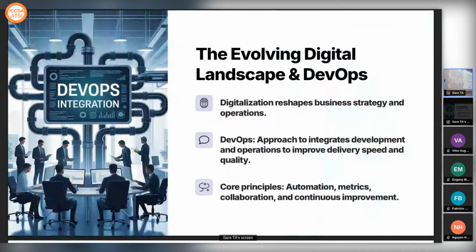Over the past decade, you know that digitalization reshapes business strategy and operations. DevOps is one of these approaches or techniques that tends to integrate development and operations to improve delivery speed and quality of software. So what are the core principles of DevOps? Automation, metrics, collaboration, continuous improvement, and so on.